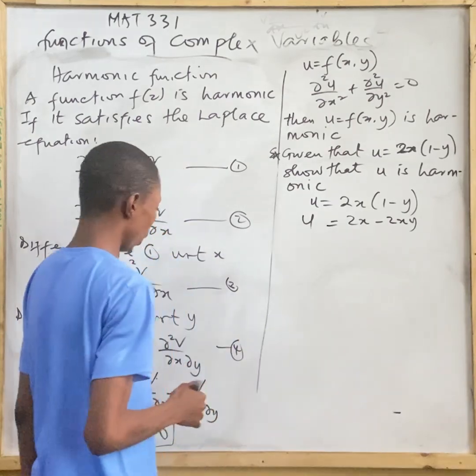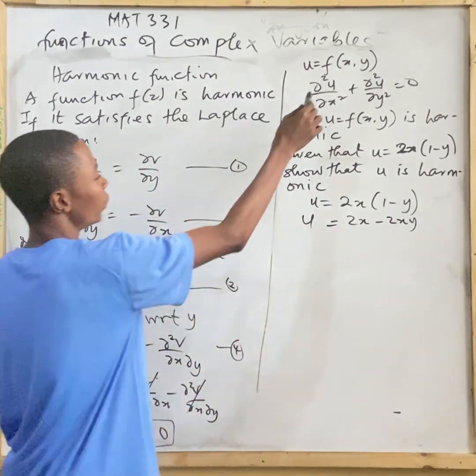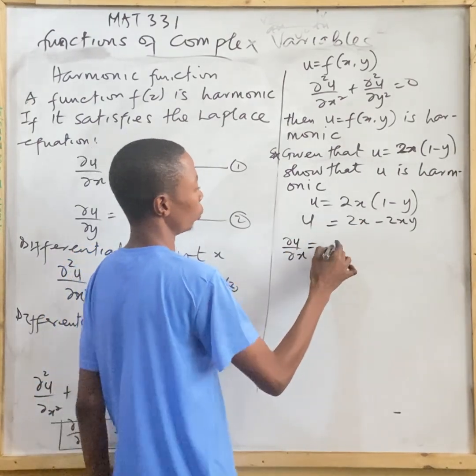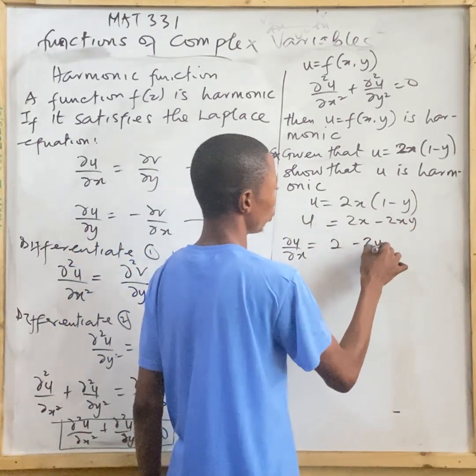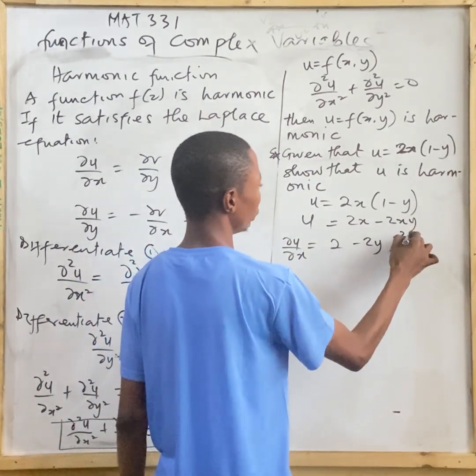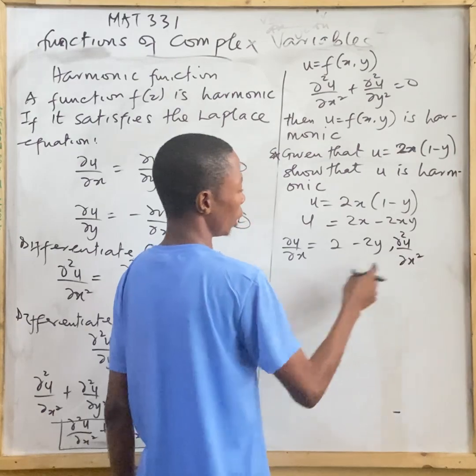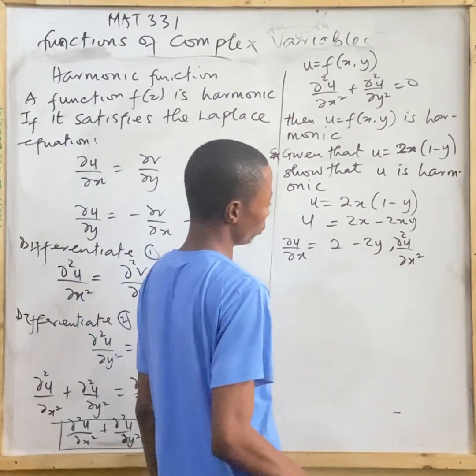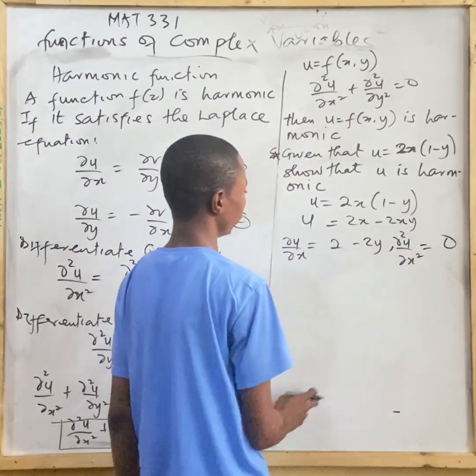Then I will take the partial derivative of u with respect to x. So du/dx is equal to 2 minus 2y. Then I'll differentiate again. Let me put that one here, d squared u dx squared. If I differentiate what is here again with respect to x, there is no x variable here. So d squared u dx squared is 0.